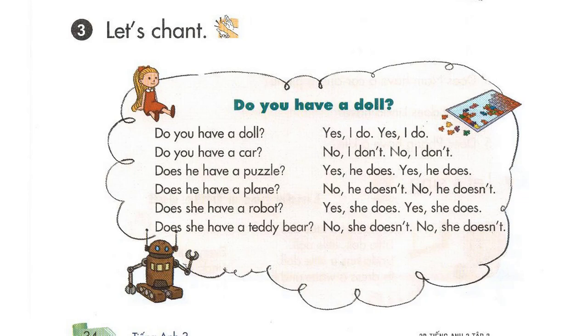1, 2, 3, 4. Do you have a doll? Yes, I do. Yes, I do. Do you have a car? No, I don't. No, I don't. Does he have a puzzle? Yes, he does. Yes, he does. Does he have a plane? No, he doesn't. No, he doesn't. Does she have a robot? Yes, she does. Does she have a teddy bear? No, she doesn't. No, she doesn't.